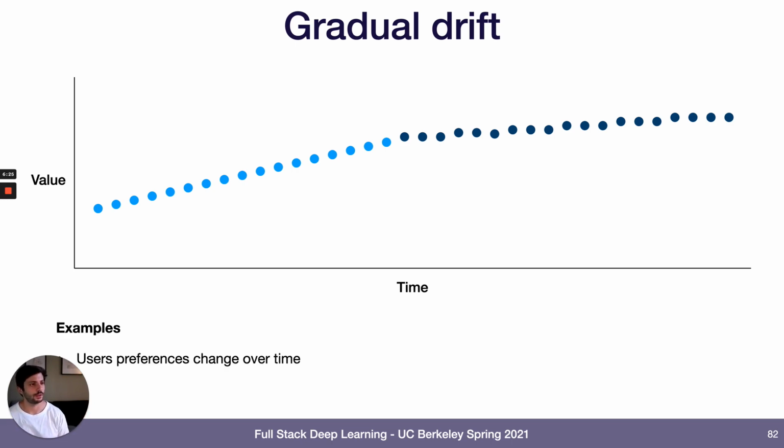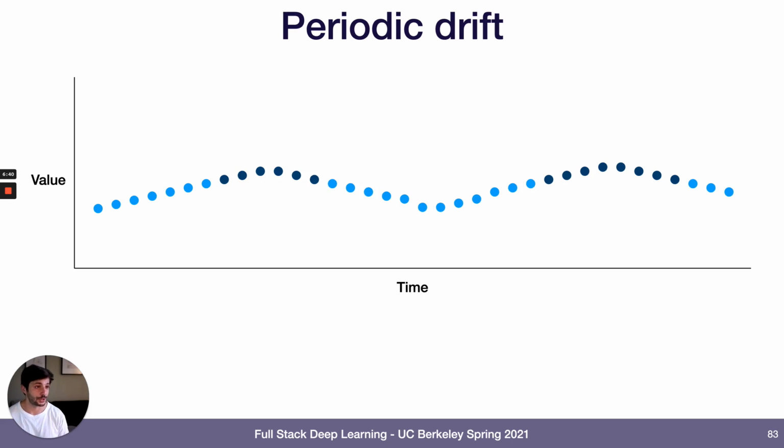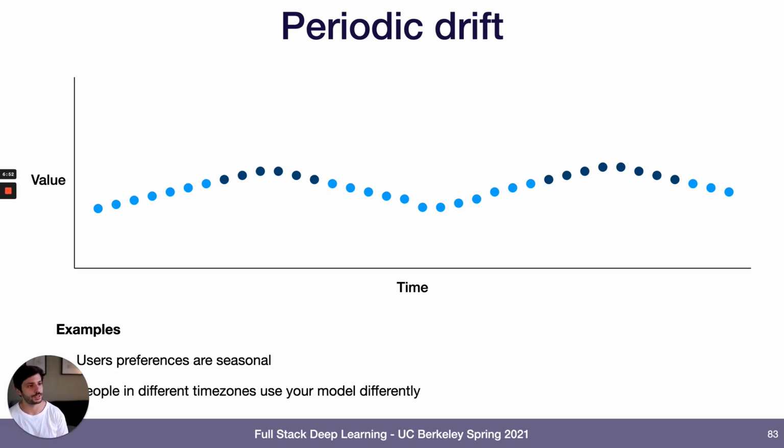You could also have gradual drift, so the values of the feature change gradually over time. For example, users' preferences might change over time as a result of your users getting older or pop culture changing around them, or new concepts can get introduced to your corpus over time as well. You can also have periodic drifts, which look like these directional drifts, but then they change directions and repeat over and over again. Some types of user preferences might be seasonal, or maybe people in different time zones use your model differently, potentially because they speak different languages.